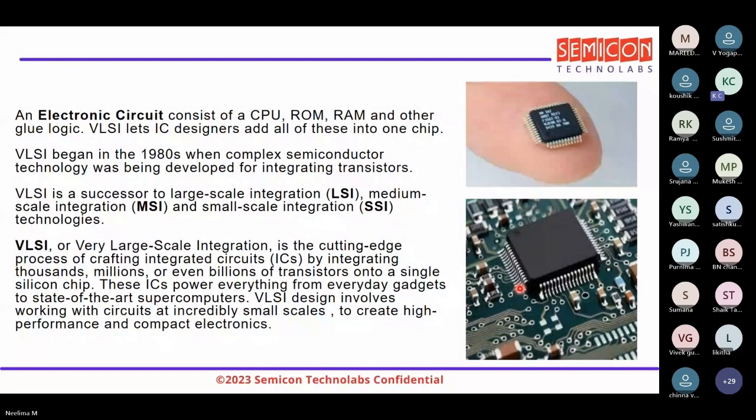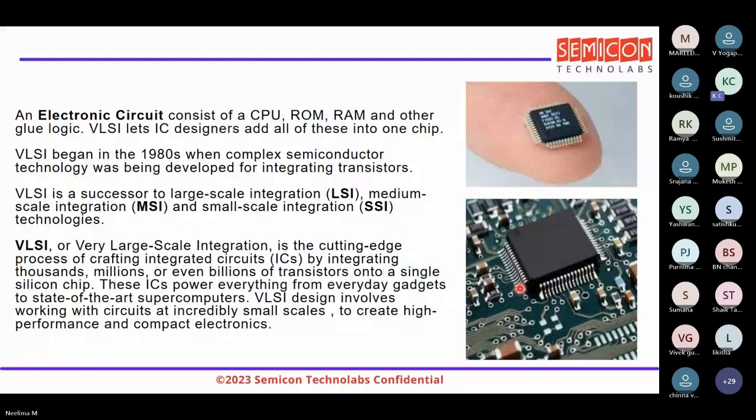So everything is controlled by this chip. It's something like the human brain, how the brain controls the human body. In the same way, the electronic product is controlled by the chip, by integrating thousands, millions, or even billions of transistors onto a single silicon chip. Now, this silicon is called a semiconductor.